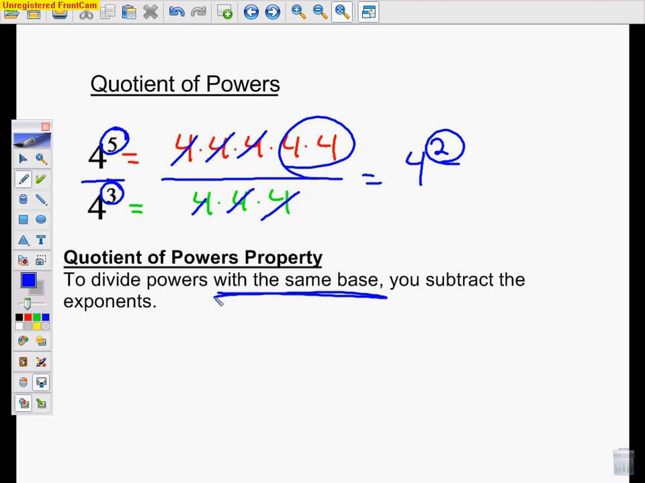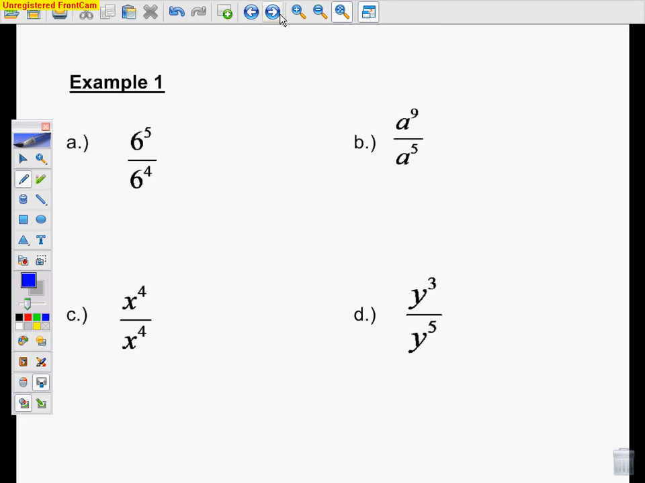All right, let's practice that a couple times. So, in A here, we have 6 to the 5th over 6 to the 4th. Those have the same base, so the base is going to stay the same, and we're just going to subtract the exponents. And you can simplify from there. 6 to the 1st, that's 6.